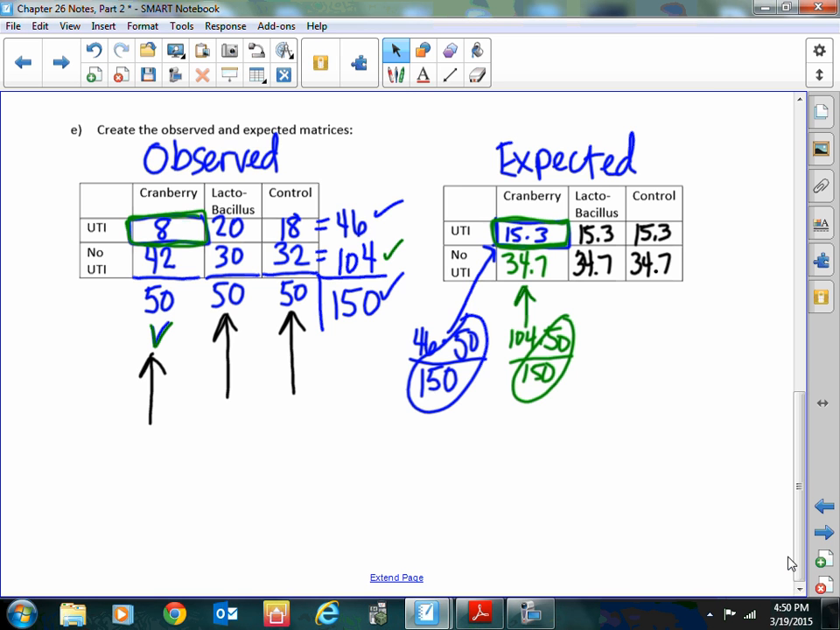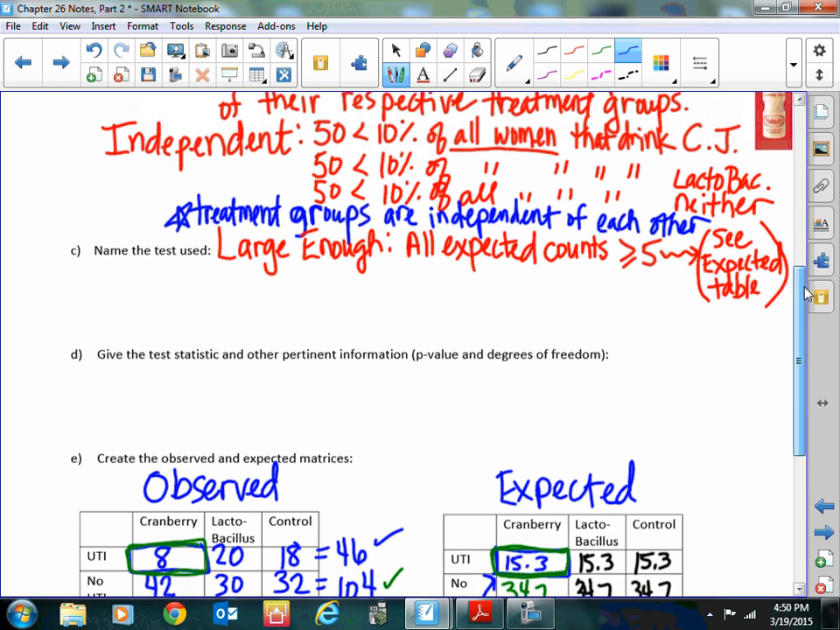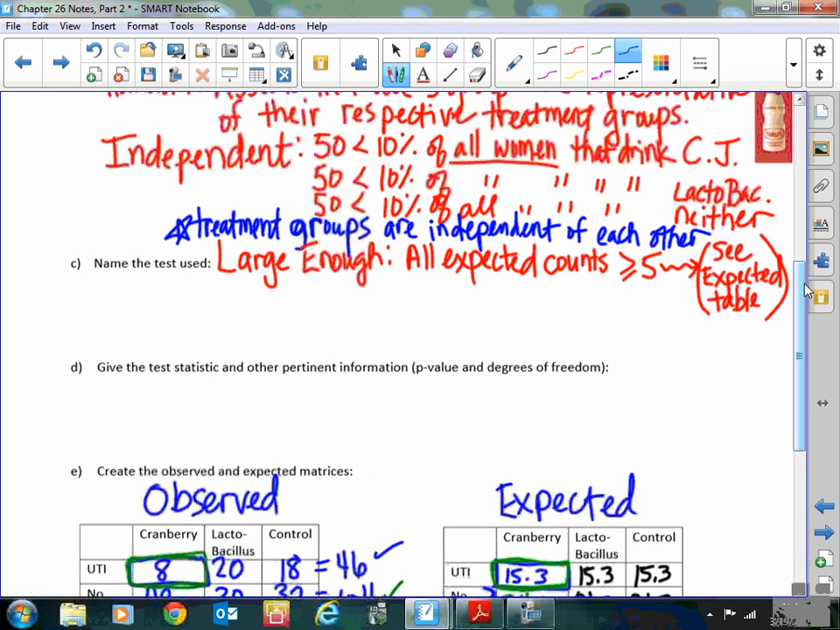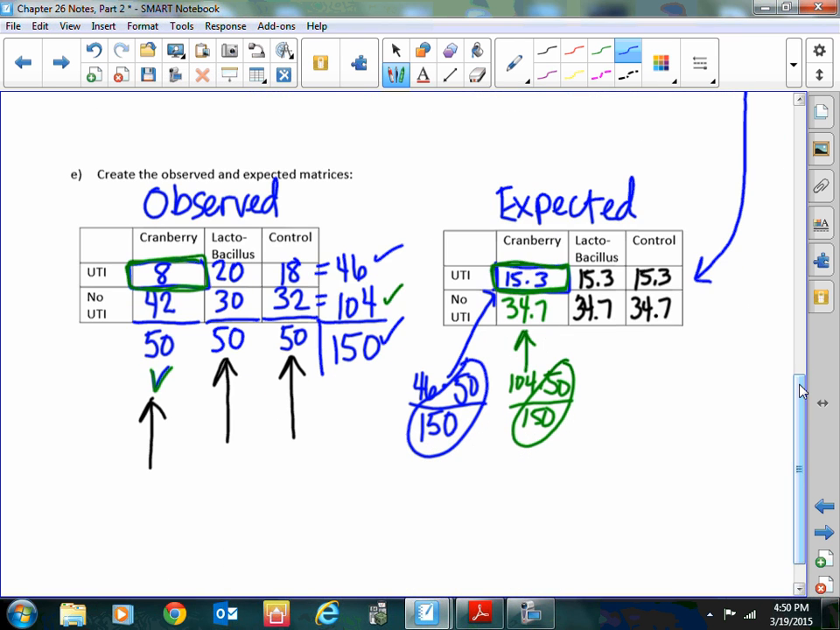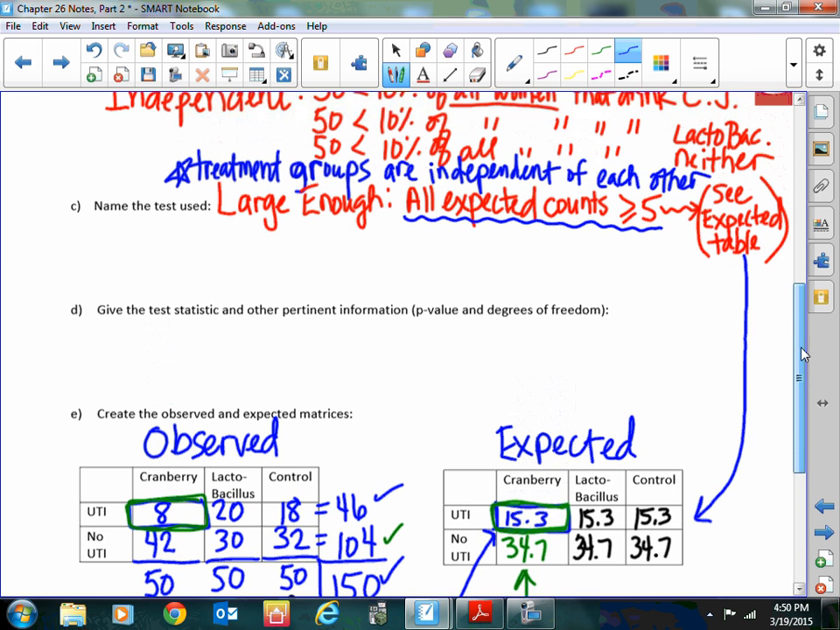And remember, our goal here was to say that all expected counts are greater than or equal to 5. See the expected table? Ta-da, there they all are, and they are all greater than or equal to 5. All right, let's name the test that is used. What is this today? It is not a goodness of fit, but a chi-squared test of homogeneity.